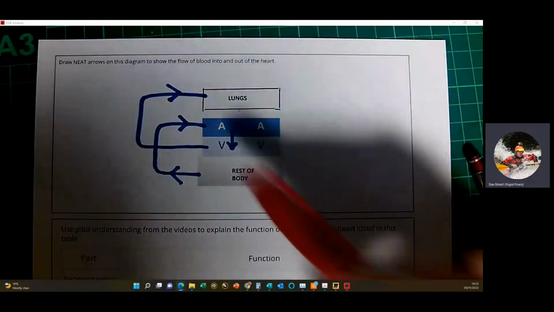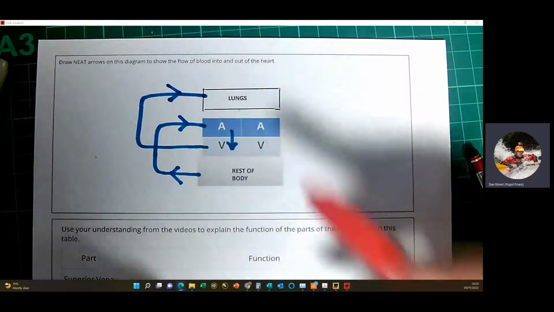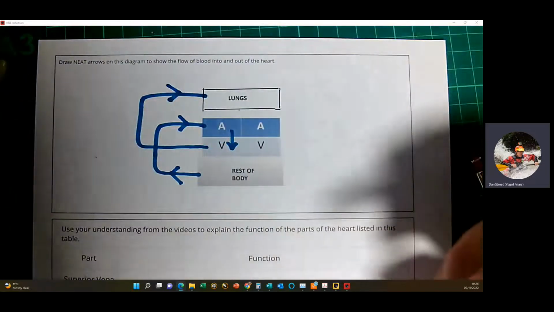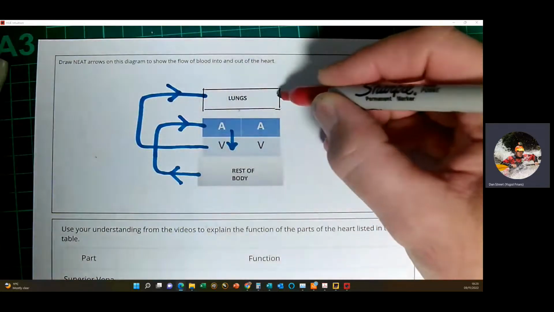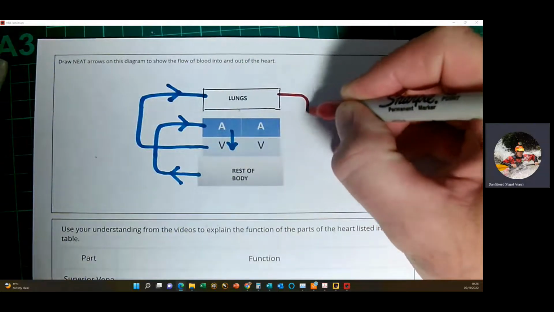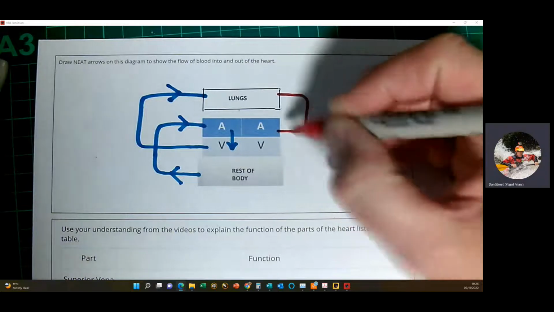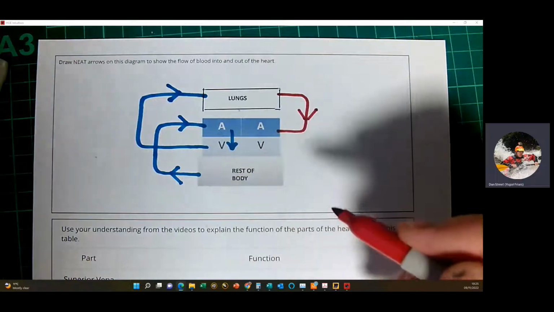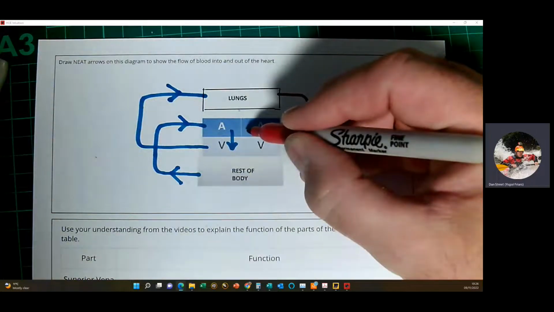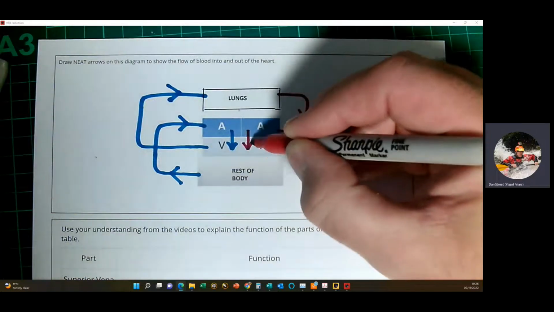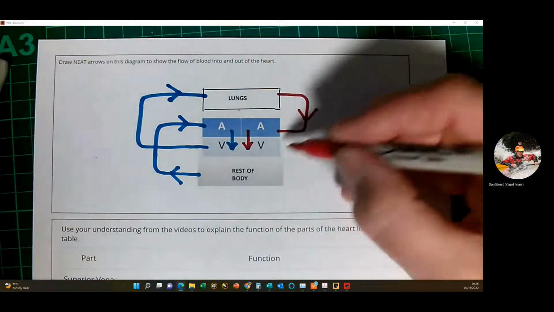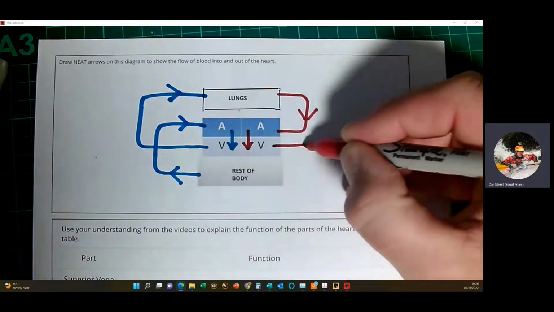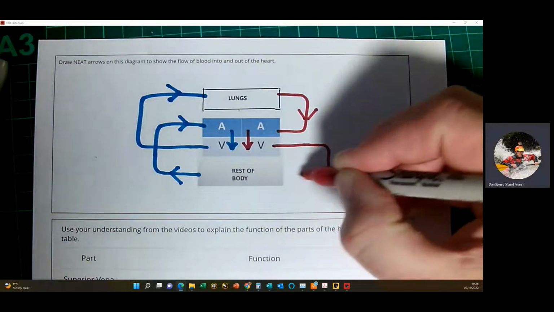Now, once it passes through the lungs, the blood becomes oxygenated, and we often see that represented in red, and it travels back into the heart here. So this is the left atria, and then from the left atria it passes into the left ventricle, and then from there it travels to the rest of the body.